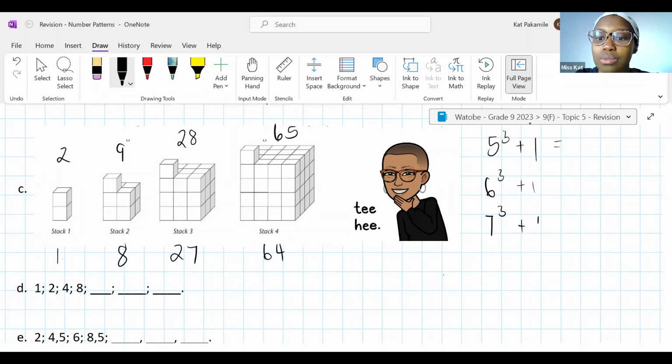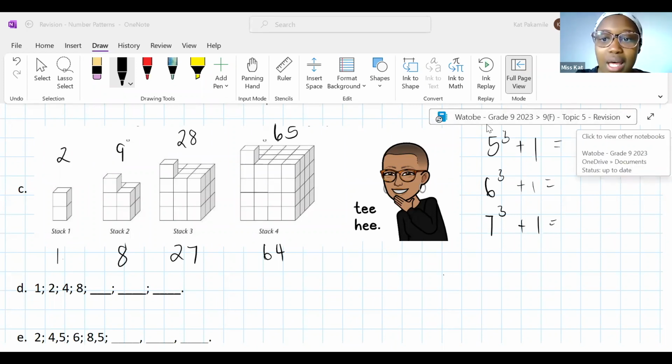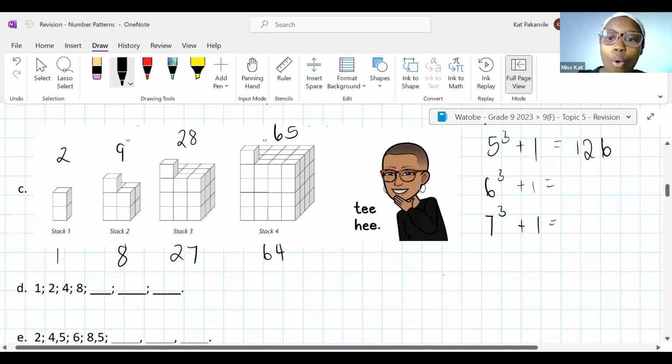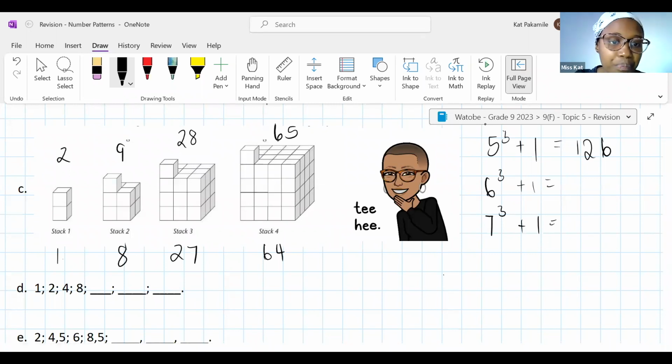Do we all understand this pattern now? They just threw us off by putting in the plus 1. But because it was a shape, it was meant to be a little bit easier to see. Thank you very much, Karabo. 5 cubed is 125. And if you add 1, it's 126. What is 6 cubed, guys? Plus 1.